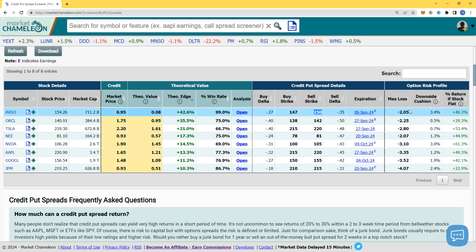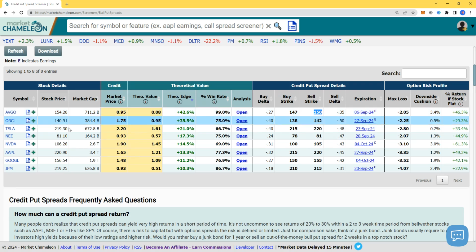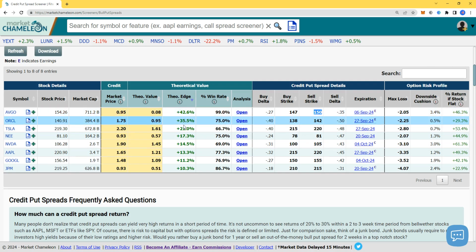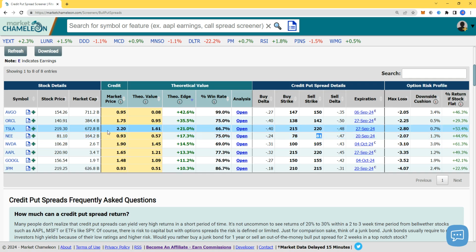This is absolutely bonkers. I'm not saying take the trade because they can go easily below 150 by expiration, but this is something to consider. And you got yourself Oracle, Tesla, and all those options in here. Let's see, Oracle, they also have earnings, but this one is interesting. Let's see, Tesla, what do we have with Tesla?